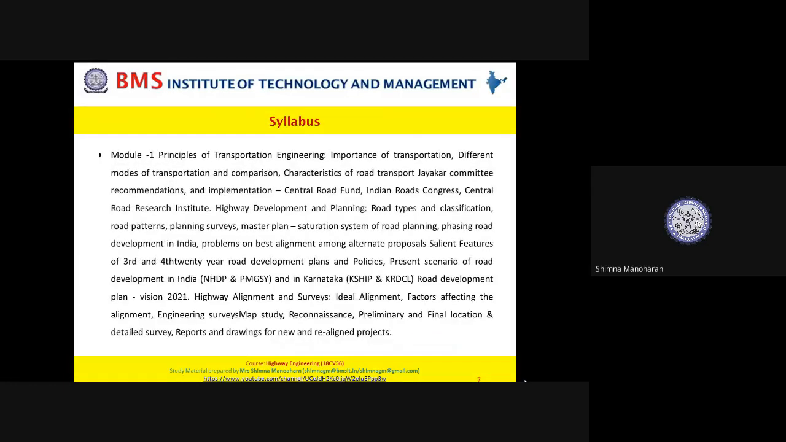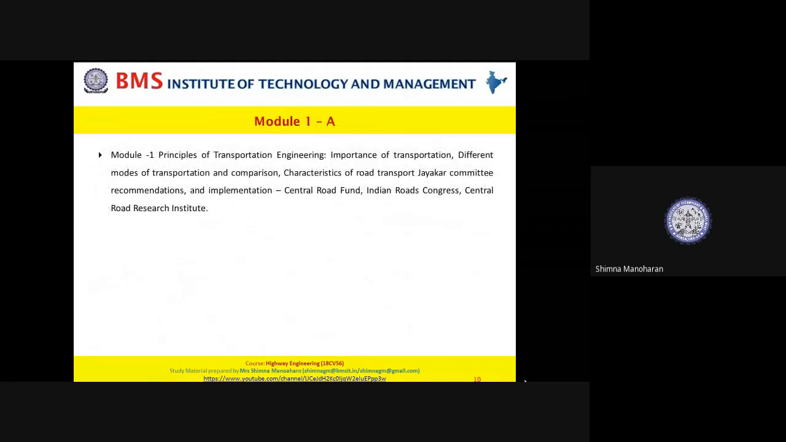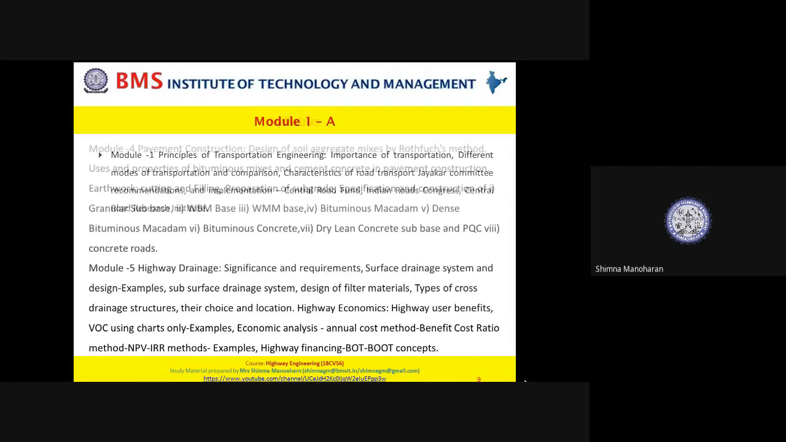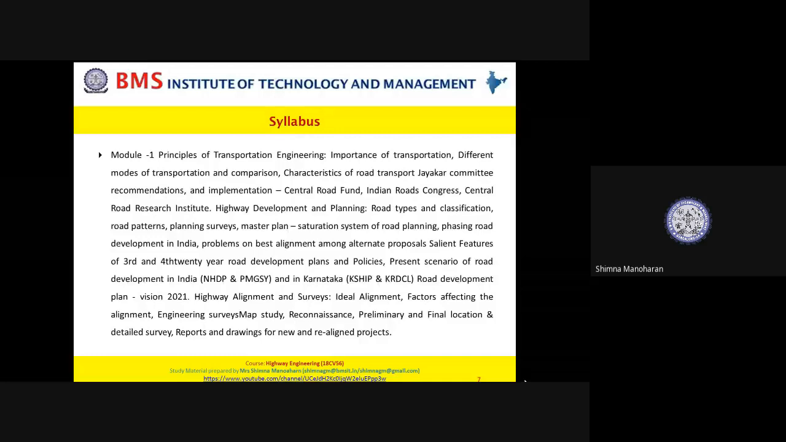So a brief introduction to the syllabus was also given to you. Today I'll be starting with module 1. Module 1, if you look at it, consists of 3 different parts. I have classified module 1 as module 1A, 1B and 1C. In module 1A, you have principles of transportation engineering, wherein we cover the importance of transportation, the different modes of transportation and their comparison, and the different road or highway development committees that were formed in India and their characteristics.